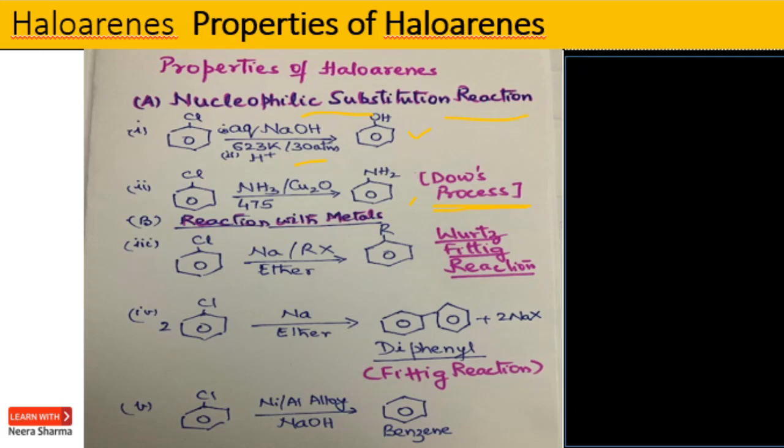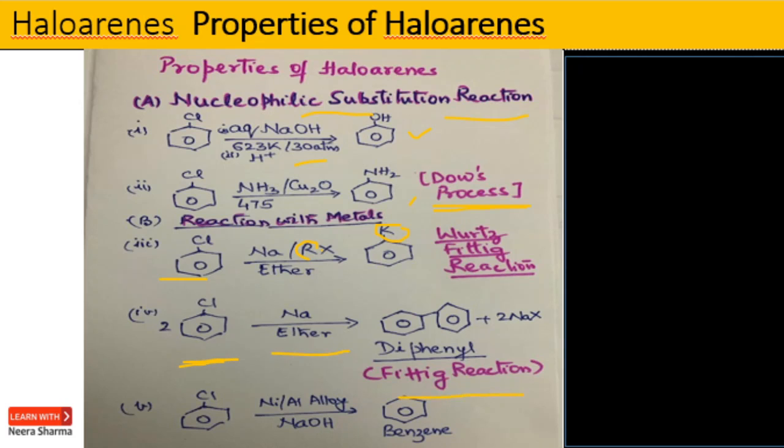Reaction with metals: if I take ArX or C6H5Cl and treat with sodium in presence of ether and an alkyl halide, the Cl is removed and R gets attached. This is the Wurtz-Fittig reaction we have seen last year. And instead of R, if you have another C6H5X, then the C6H5 will be attached. Here chlorobenzene, I treat with sodium and ether, I get diphenyl.